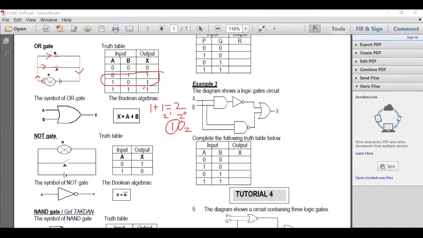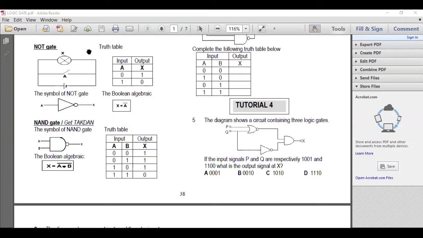So that means for OR gate, at least 1 must be on. So let's say I have 0, 0, 1, 0, 0, 1, and 1, 1. So 0 plus 0, 0. 1 plus 0, 1. 0 plus 1, 1. 1 plus 1, 1. So we get 0, 1, 1, 1. Okay, now next.